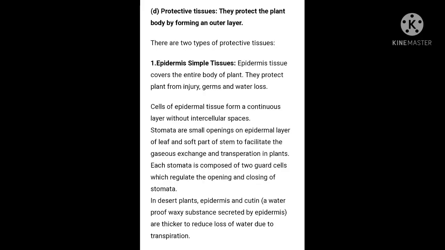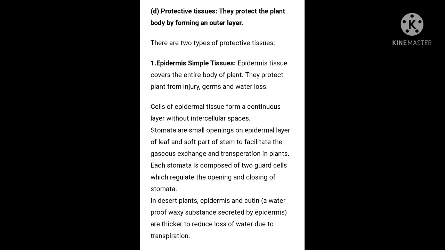Now let us move ahead with another topic. The next topic is the protective tissues. They protect the plant body by forming an outer layer. So these protective tissues are found in the outer layer. There are two types of protective tissues. The first one is the epidermis simple tissue.